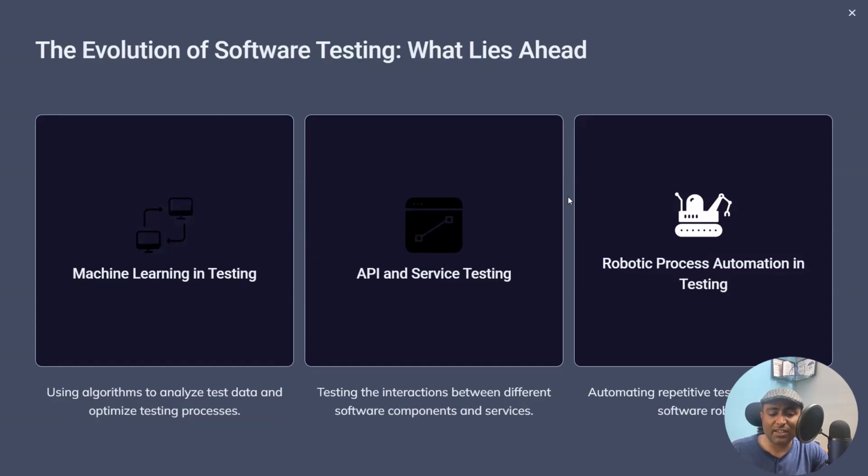API and services testing means testing the interactions between different software, components and services, which helps us secure and protect our environment. Then robotic process automation and testing: normally there are a lot of RPA tools which allow software testing processes or software testing scripts to be created.